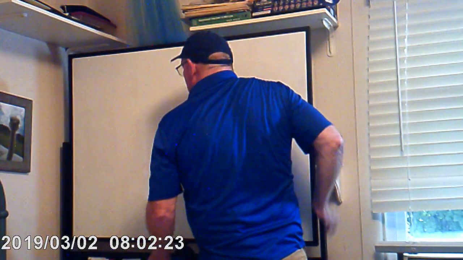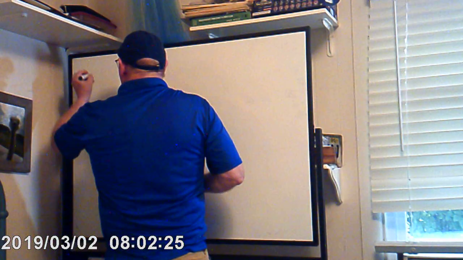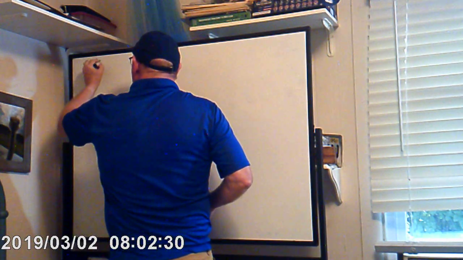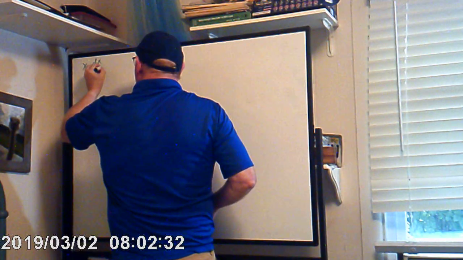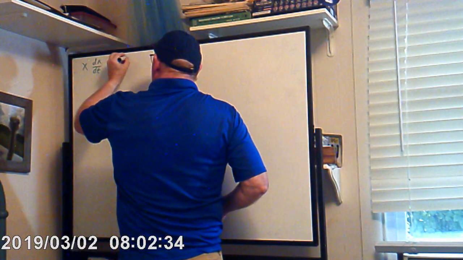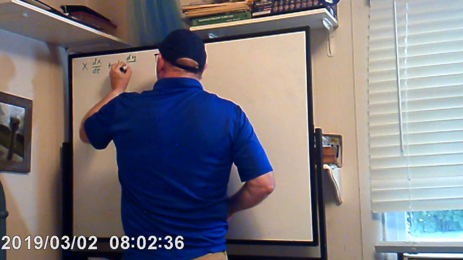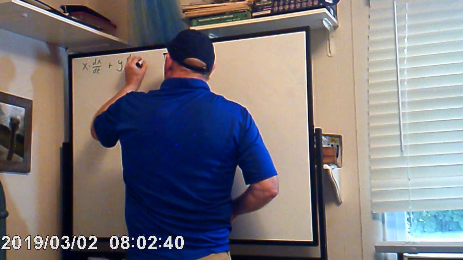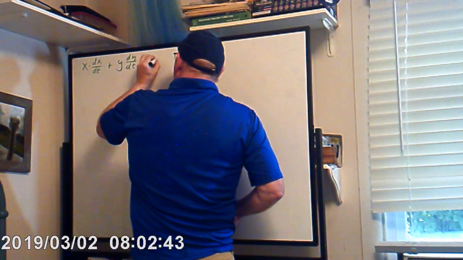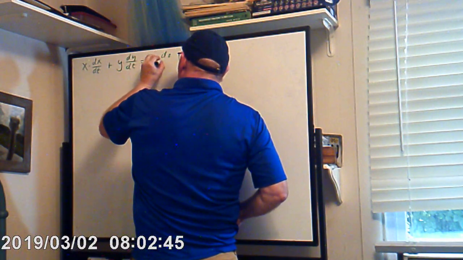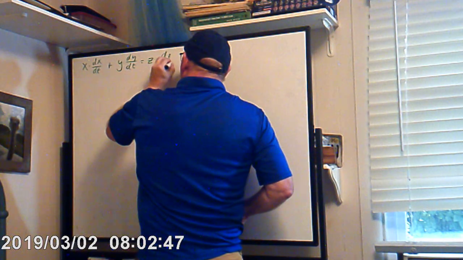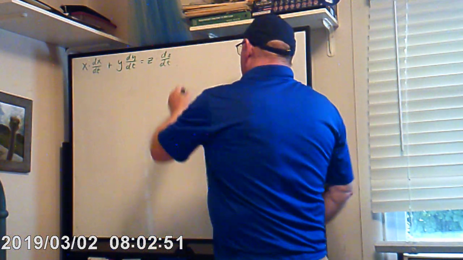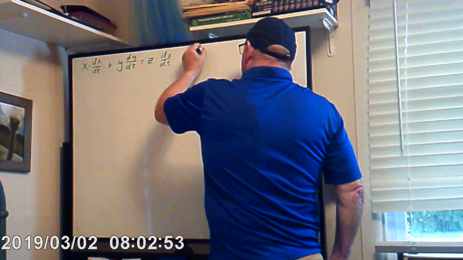Alright, so bear with me as we set this up. This was x dx over dt plus y dy over dt equals z dz over dt. Now keep in mind, we do remember we've got x squared plus y squared.